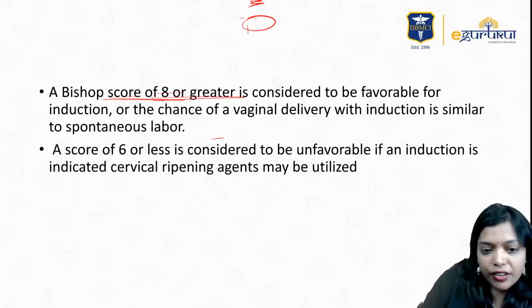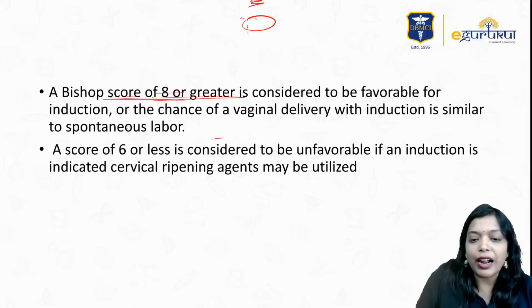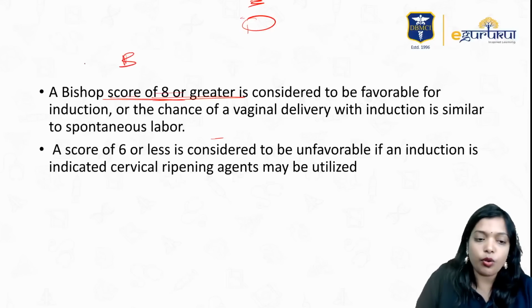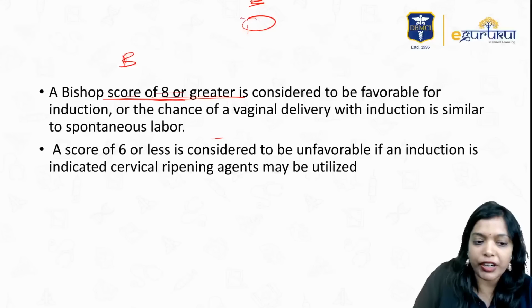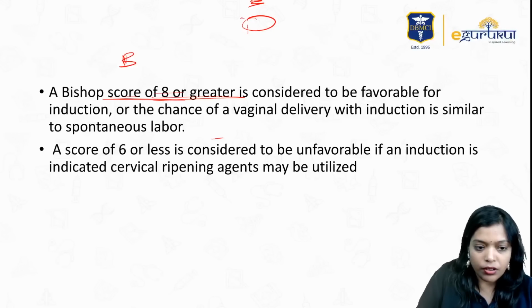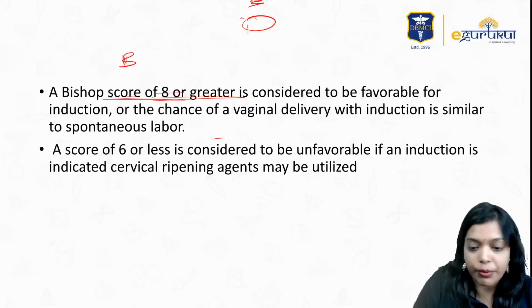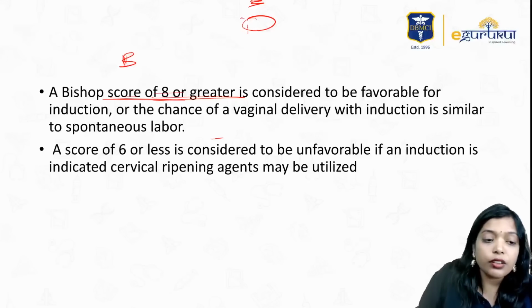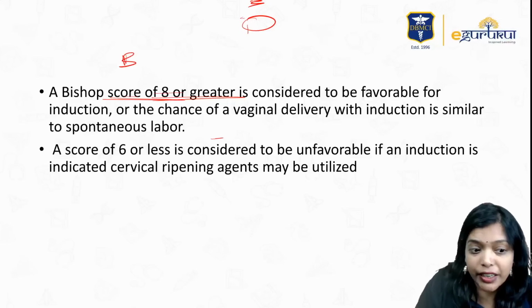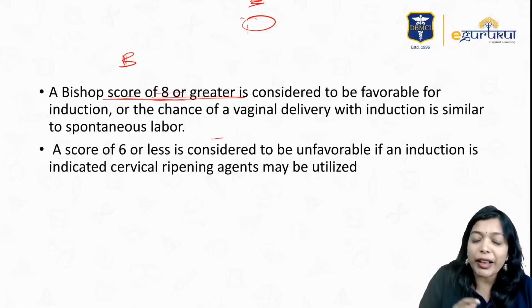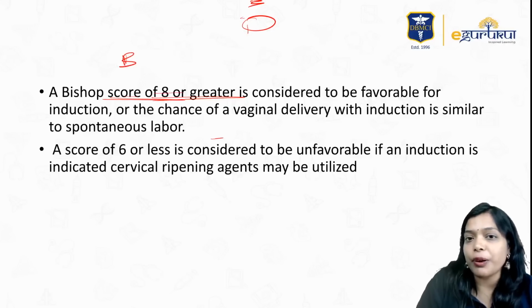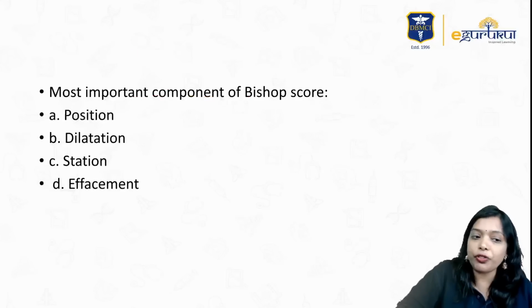In the total score of 13, a score of 8 or greater is considered to be favorable for induction, and the chance of vaginal delivery with induction is similar to spontaneous labor. See, B looks like 8, no? A score of 6 or less is considered to be unfavorable. If an induction is indicated, cervical ripening agents may be utilized. So with a score of 6 or less, you have to use a cervical ripening agent. The best drug for cervical ripening is dinoprostone, which is PGE2. And the best drug for induction of labor is misoprostol, which is PGE1. Simple, all of you will remember now.